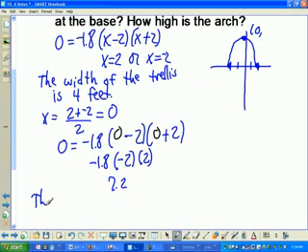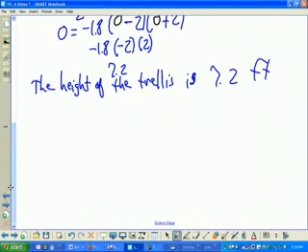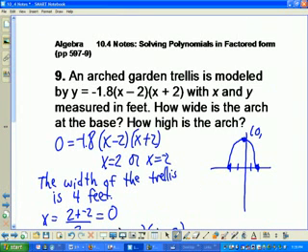So 7.2. So the height of the trellis is 7.2 feet. So if you walk directly underneath this trellis, you'd have to be very tall to hit your head. Although there are people out there who would hit their head on a 7.2 foot trellis. And that's all we have to do in those problems.